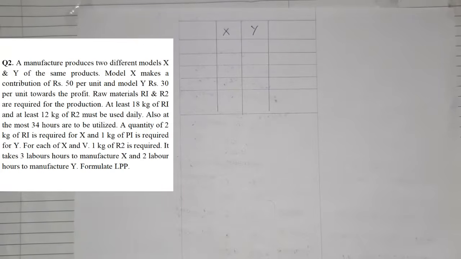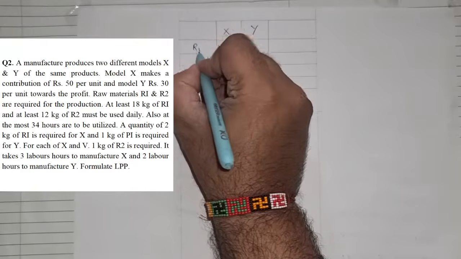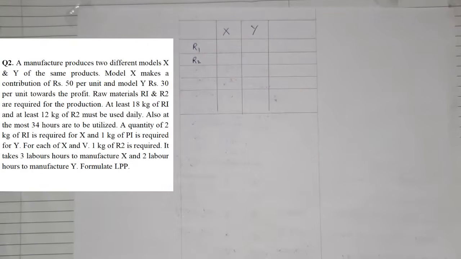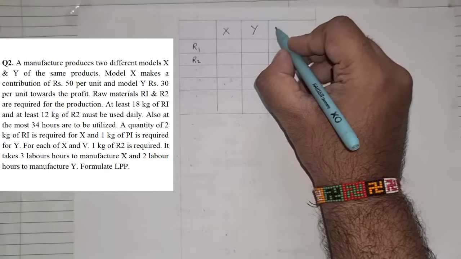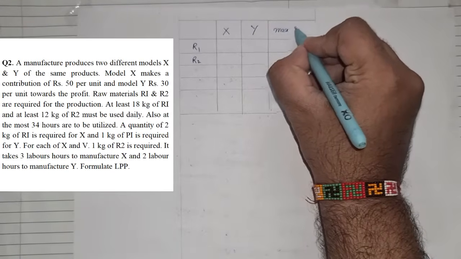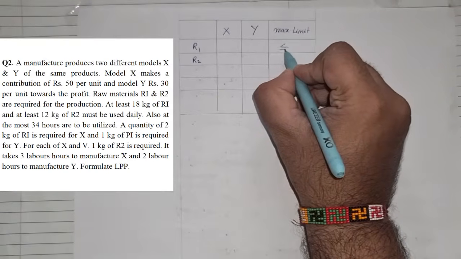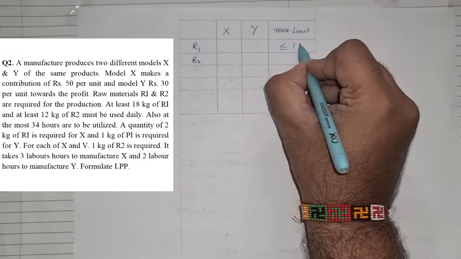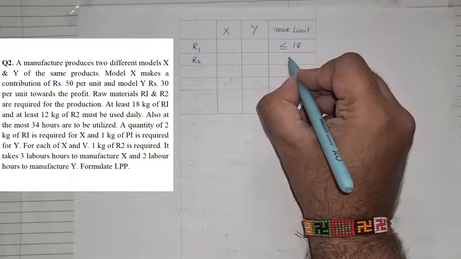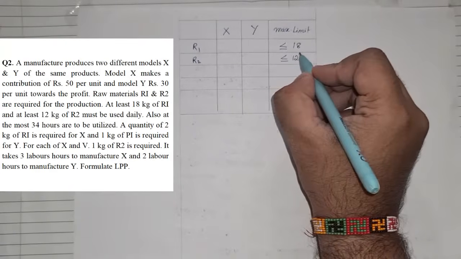It is given that raw materials R1 and R2 are required for the production. At least 18 kg of R1 and at least 12 kg of R2 must be used daily. That's like the maximum limit or availability. Since it's maximization, it is less than or equal to: for R1 it's 18 and for R2 it is 12.